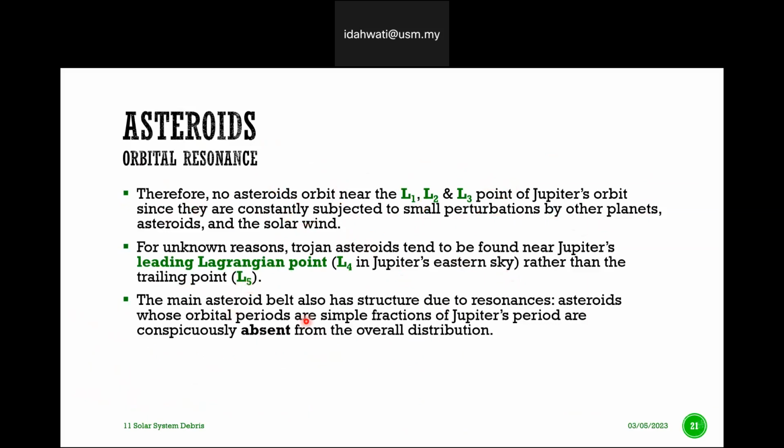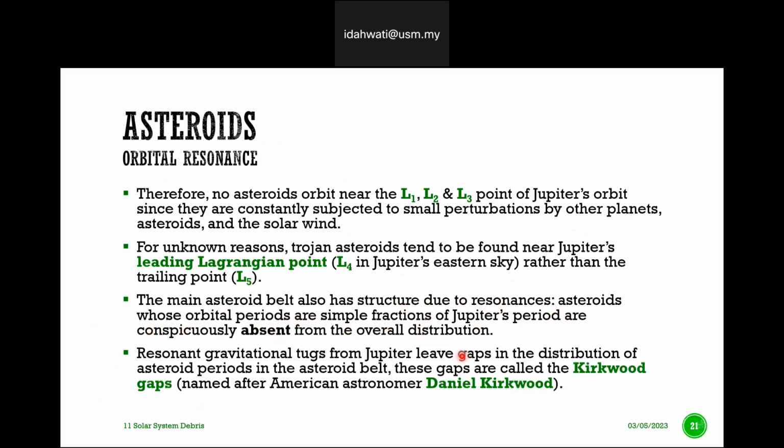So the main asteroid belt also has structure due to resonance. Okay? Asteroids whose orbital periods are simple fractions of Jupiter's period are absent from the overall distribution. Okay, and this point is important: the Kirkwood gaps. Okay, what are the Kirkwood gaps? It is the resonant gravitational tugs from Jupiter that leave gaps in the distribution of asteroid periods in the asteroid belt. So this gap is called a Kirkwood gap.